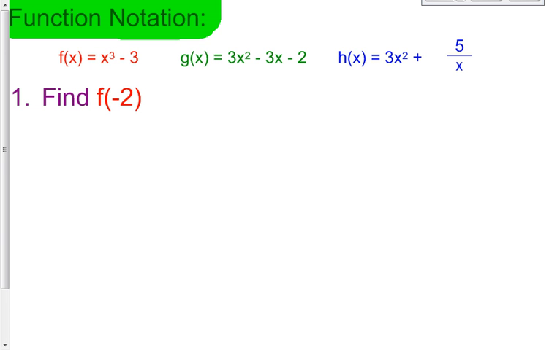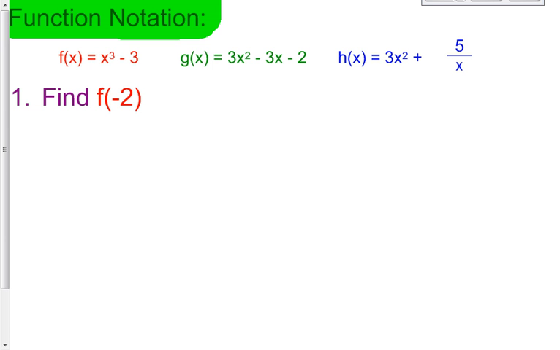This lesson is going to be talking about function notation. This notation isn't difficult, but if you don't understand it, it's going to be very, very difficult to understand and very difficult to read. So make sure you pay very close attention as we go through this one about the notation that we're going to be talking about.